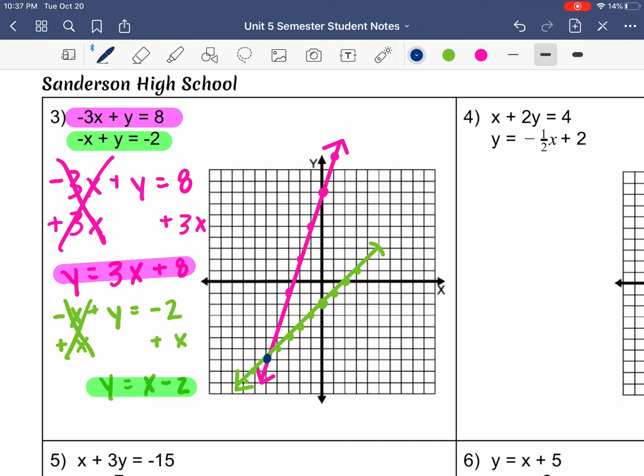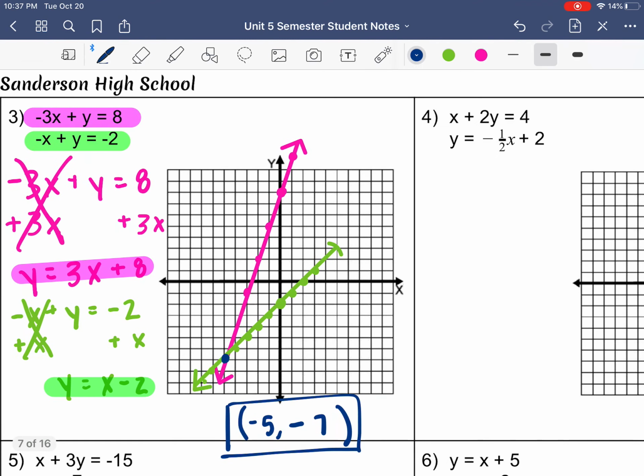Just barely see that. And so that point, again, when we label, we start at the middle. I went 1, 2, 3, 4, 5 to the left, so that's a -5. And then I went down 1, 2, 3, 4, 5, 6, 7. So down 7 would be a -7. And that would be my solution for number 3.